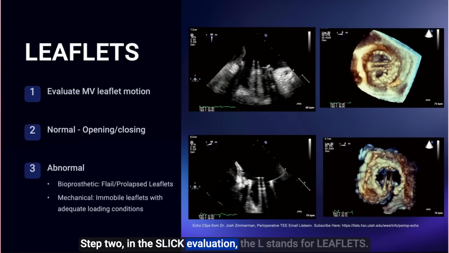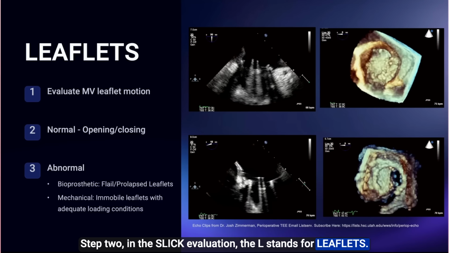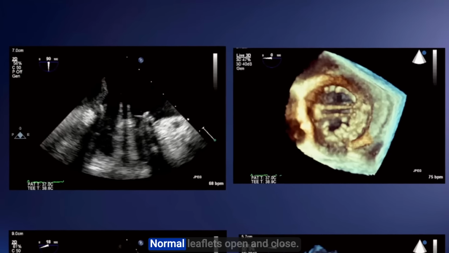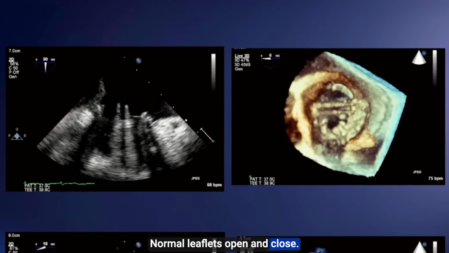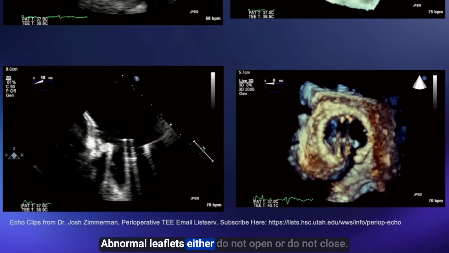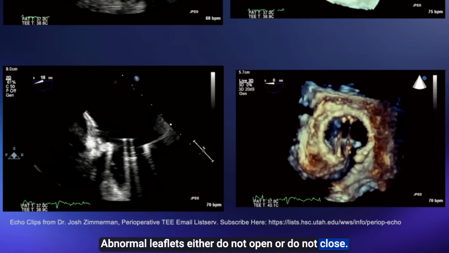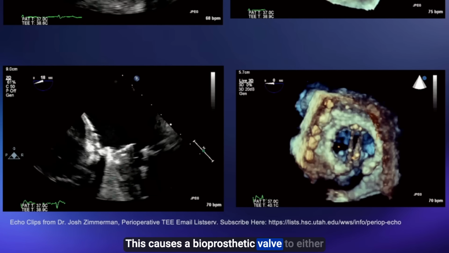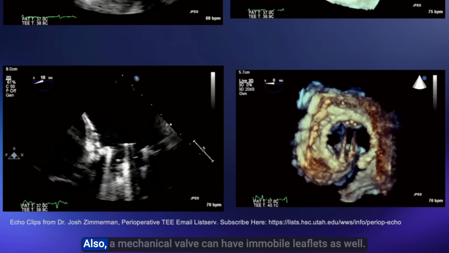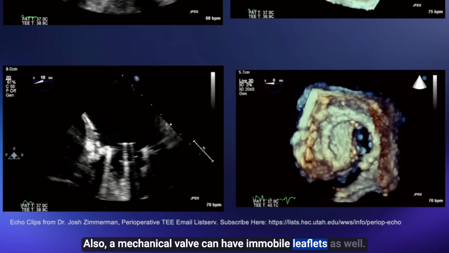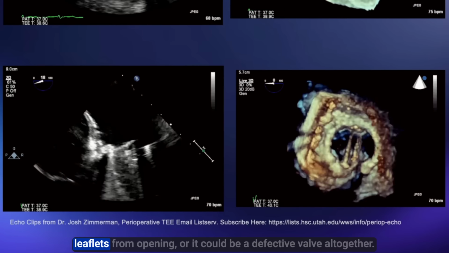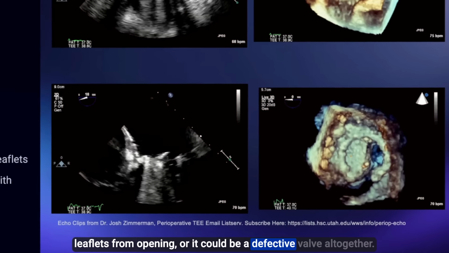Step 2 in the SLIC evaluation, the L stands for leaflets. We're going to evaluate the newly implanted mitral valve leaflet motion. Normal leaflets open and close. It's that simple. It's black and white. They open and close. Abnormal leaflets either do not open or do not close. This causes a bioprosthetic valve to either have stenosis or flail and prolapse leaflets. Also, a mechanical valve can have immobile leaflets as well. There could be something structural in the way keeping those leaflets from opening, or it could be a defective valve altogether.